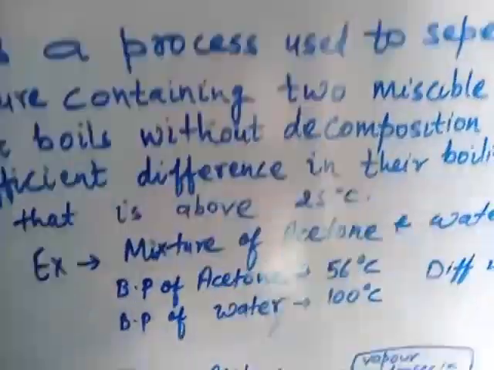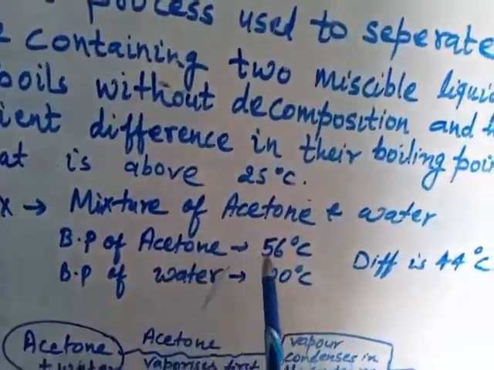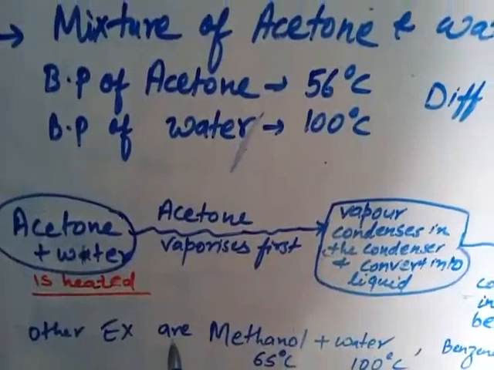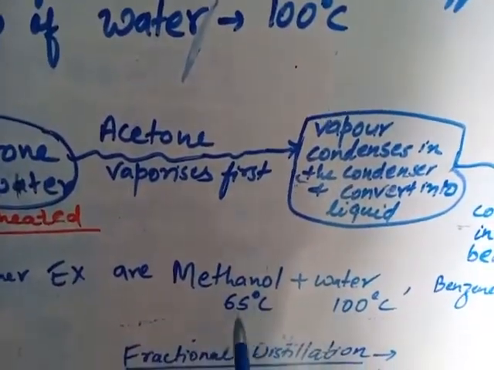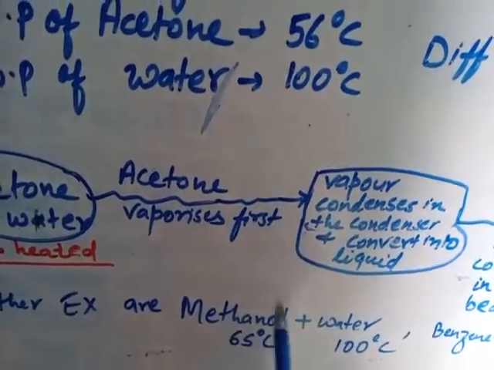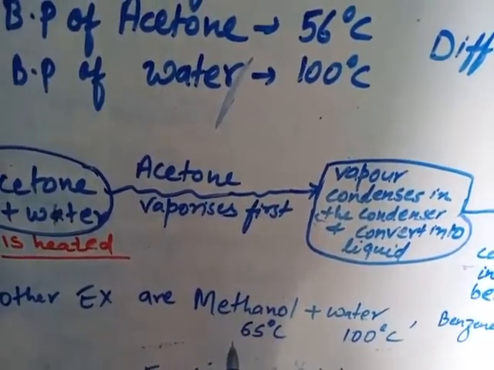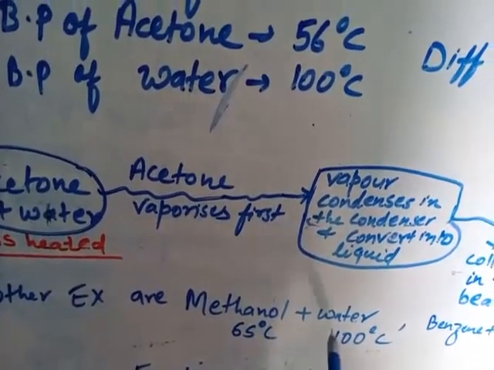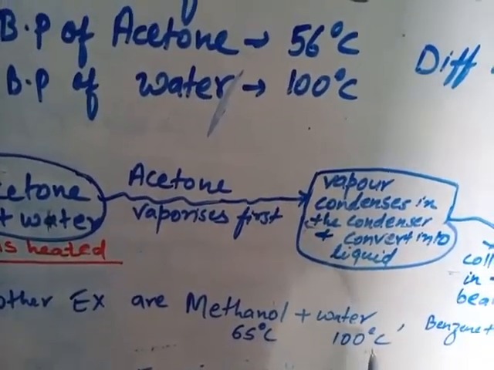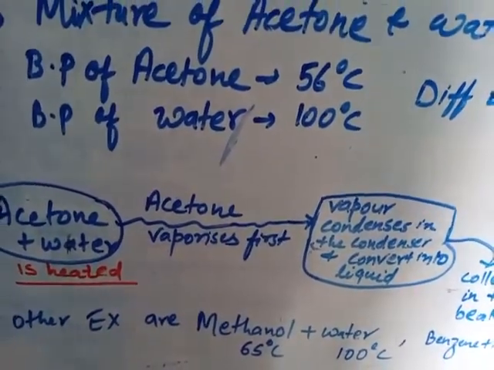Okay, we can have some different examples also. First I told you the mixture of acetone and water. Then you can have the mixture of methanol and water. Methanol and water are miscible liquids, soluble with each other, and if we see the boiling points, the methanol boiling point is 65°C and water, you know, is 100°C. So the difference is again more than 25°C.